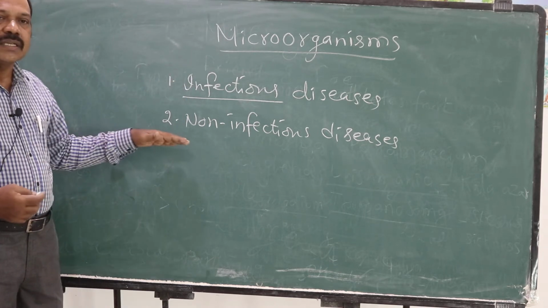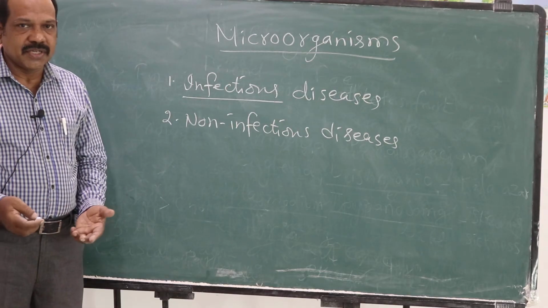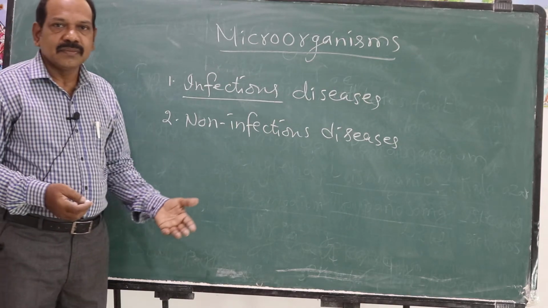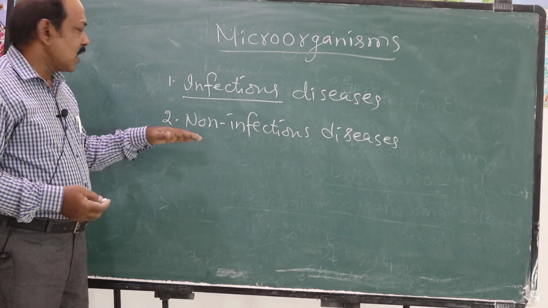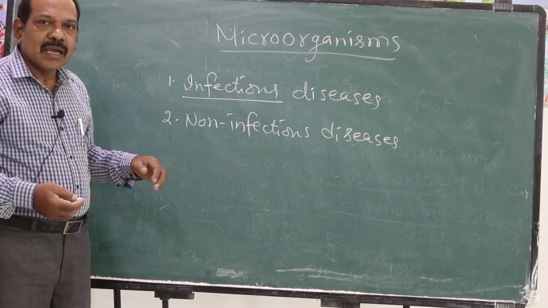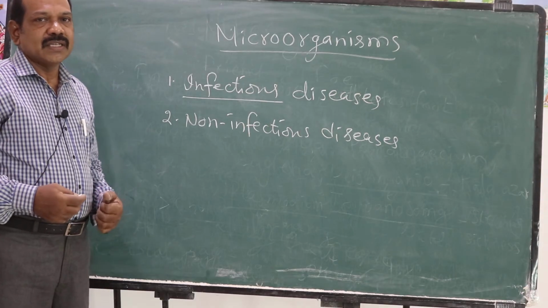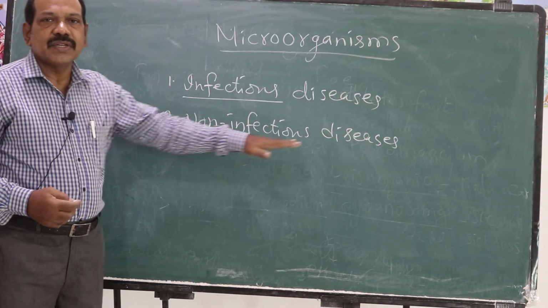There are some diseases which are not caused by any microorganism. For example, a person has hypertension, high blood pressure, a person has diabetes, a person has paralysis. These diseases are not caused by any microorganisms. These are caused because of the malfunctioning of body systems, or disorders in the body functioning, disorders in the organs. So these are non-infectious diseases.